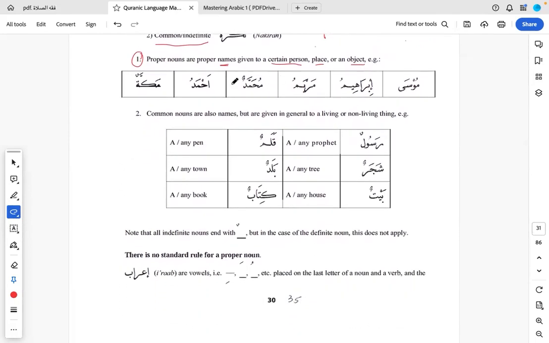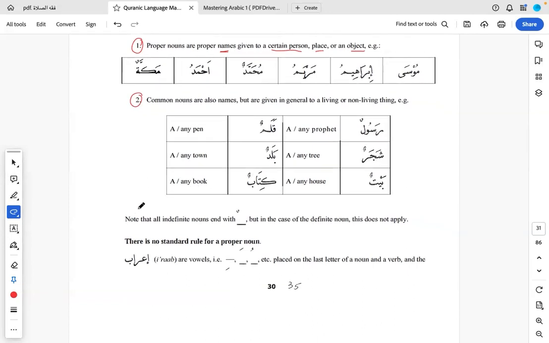Okay, common nouns are also names, but are given in general to a living or non-living thing. So Rasul, any prophet, that is a prophet. Shajarun, any tree, or trees, to be honest, because this shajar is plural. Baytun, any house. Qalamun, any pen. Baladun, any town. Kitabun, any book.